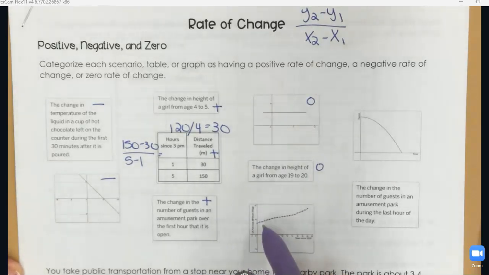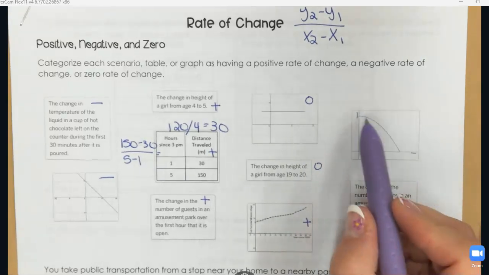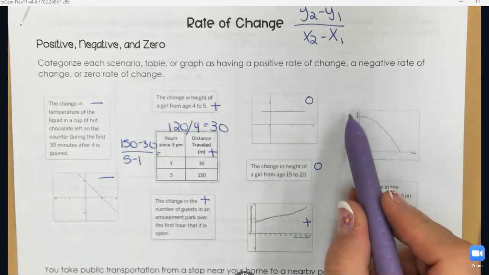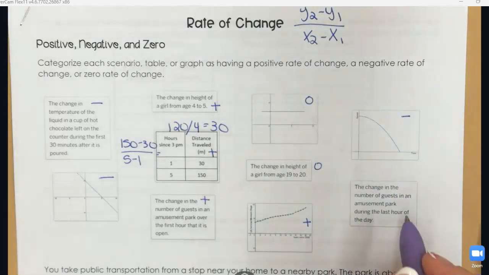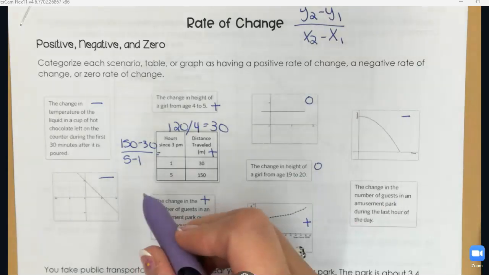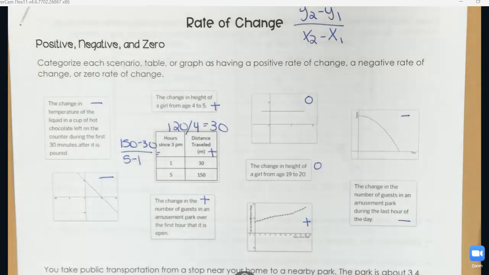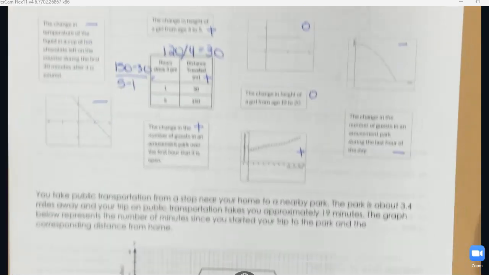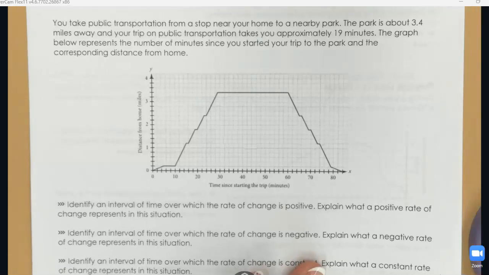Looking at this graph, it's not perfectly linear, but it is increasing for the most part, so we're going to call that one positive. The next one is part of a quadratic, and we are walking downhill, so that would have a negative rate of change. And then the change in the number of guests in an amusement park during the last hour of the day. This is as opposed to the first hour of the day. In the last hour of the day, people are going to be leaving to go home, so that would be negative.